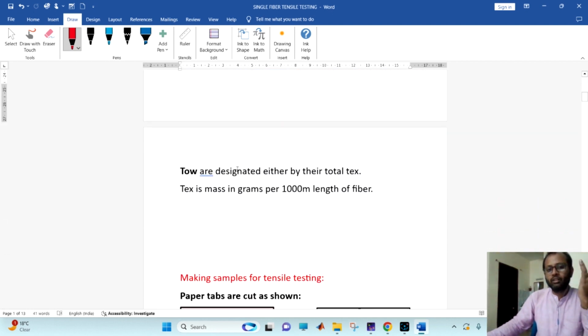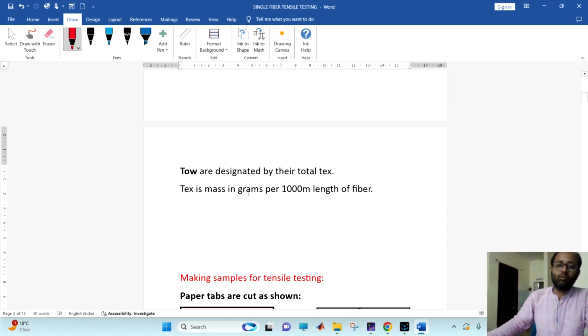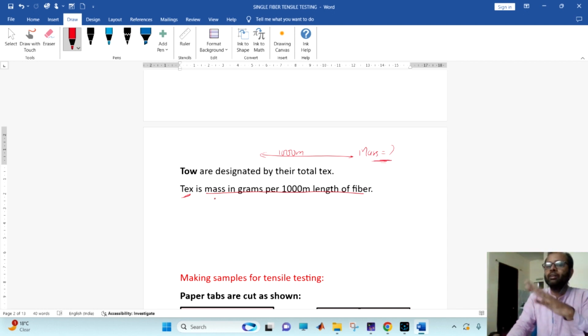The tows are designated by their total tex. What is a tex actually? Tex is the mass in grams per 1000 meter length of fiber. If there is a 1000 meter length of fiber, what is the mass? That will tell us the tex. In this format, we generally define the fiber. So we can differentiate which one has the higher mass.